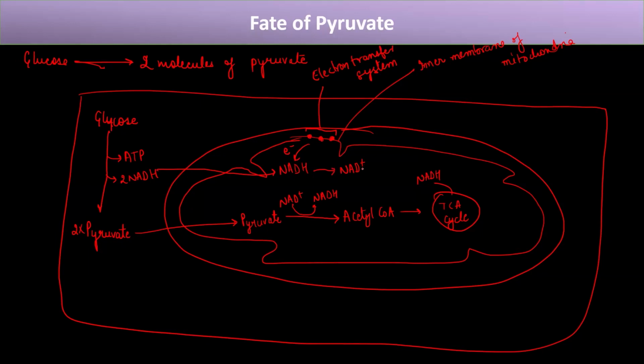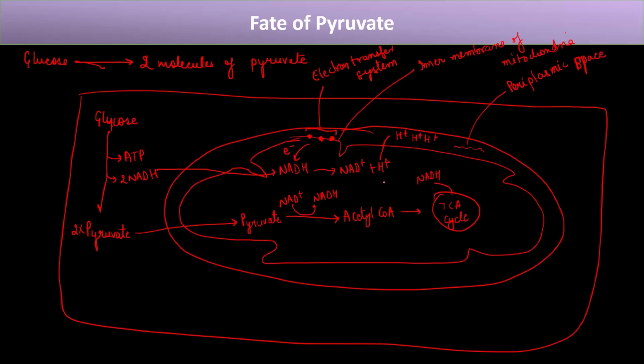Now, once it receives this electron, it undergoes oxidation, and then it leads to the formation of H plus, right? This H plus will be formed separately. Now this H plus moves and gets accumulated into the periplasmic space. So periplasmic space is what? This region that is between inner and outer mitochondrial membrane. So it gets accumulated into the periplasmic space.